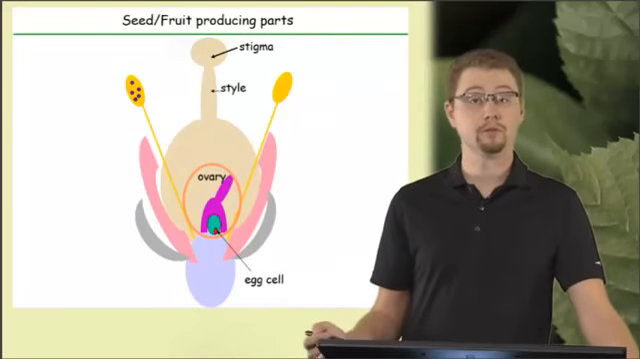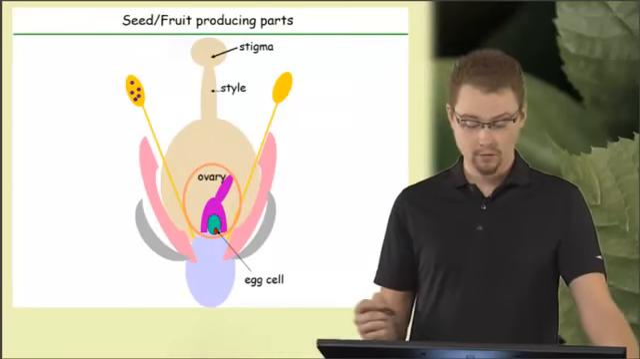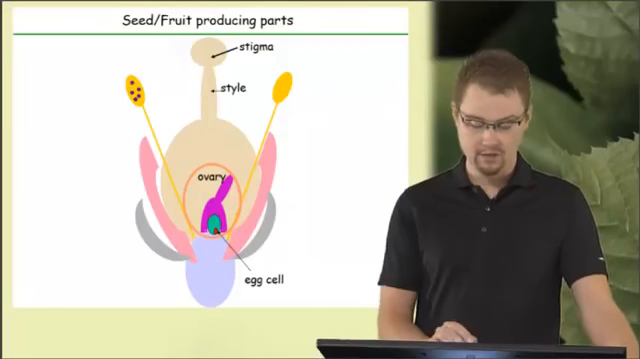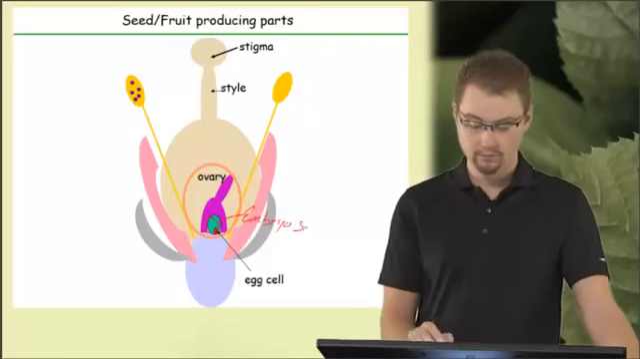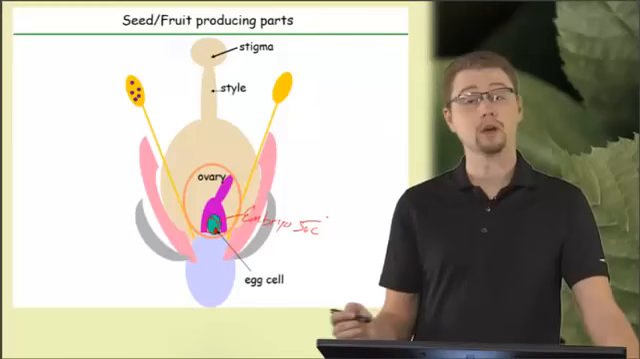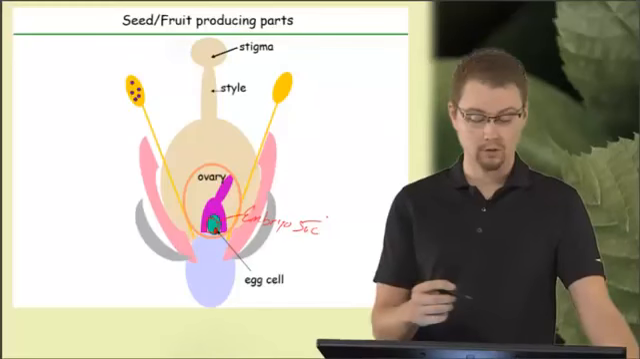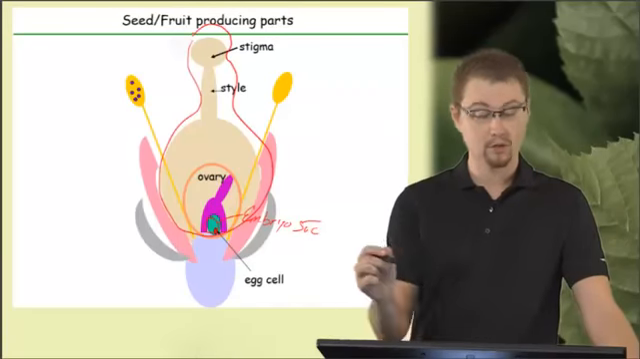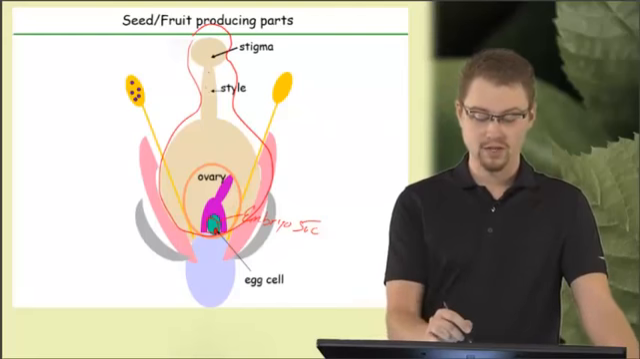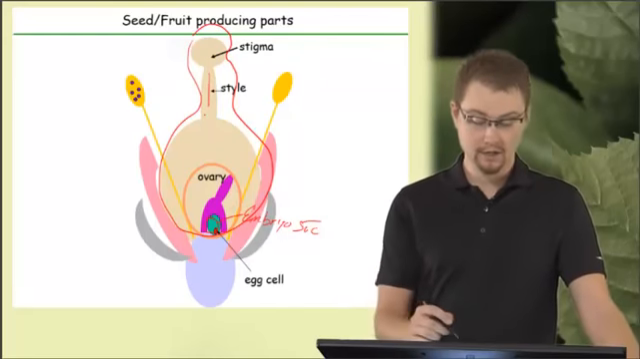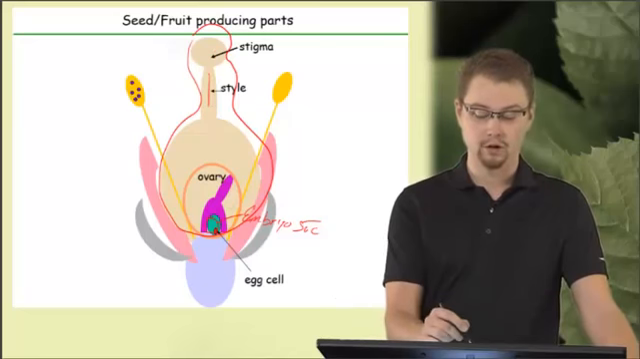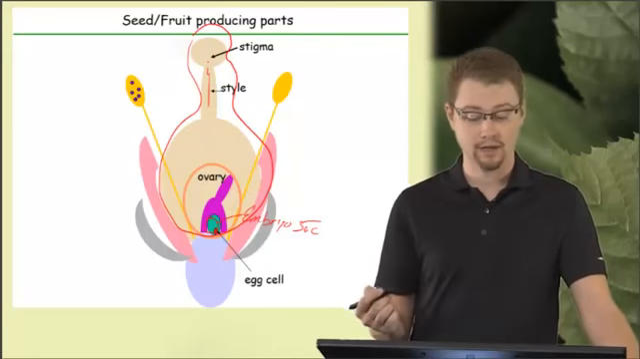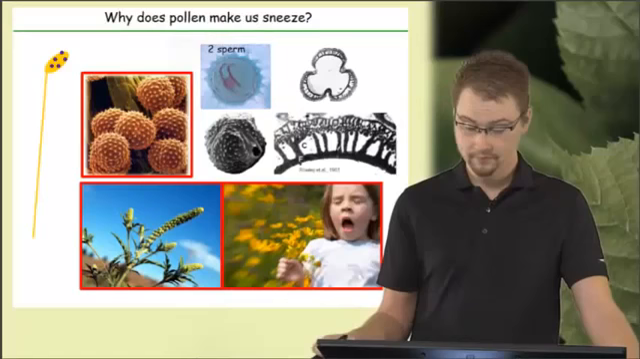Now, the seed and fruit-producing parts, we looked at the egg cell, which is contained within the embryo sac, which is this little green structure right here. And those are contained within an ovary or a specific multiple ovary chamber. These are then contained within this large structure that we will refer to as a carpel or a pistil, which consists of the style, which is this long stalk that is going to connect our ovary to our receptive surface for the pollen grains to land on, known as the stigma.